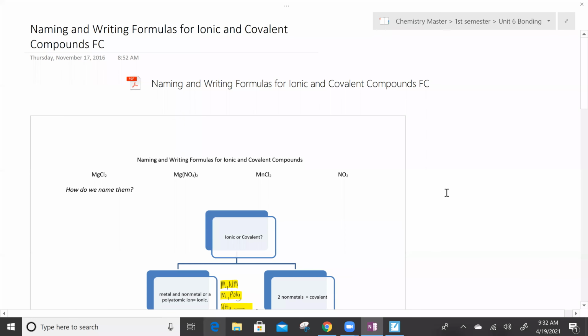All right. So as a reminder, this flow chart is on your Schoology page. It's in the ionic folder and it's in the covalent folder. We have now finished ionic, so we're going to be talking about covalent. Covalent is super easy. That's why I like teaching you ionic first, because there are so many different levels to it. But now we're going to be talking about covalent.